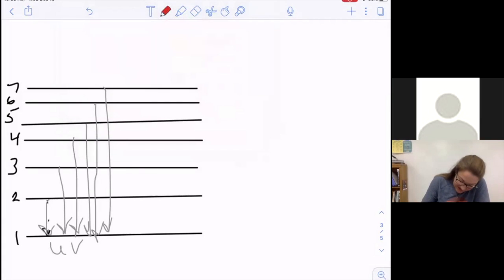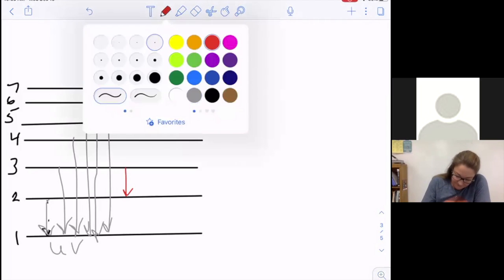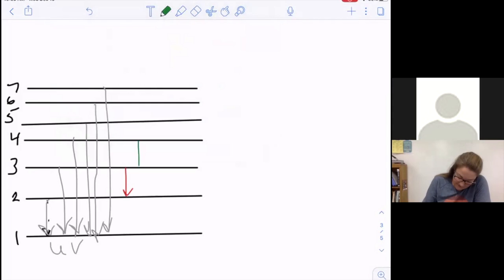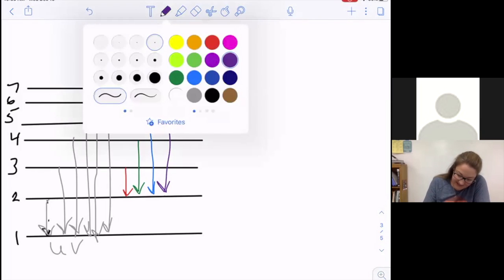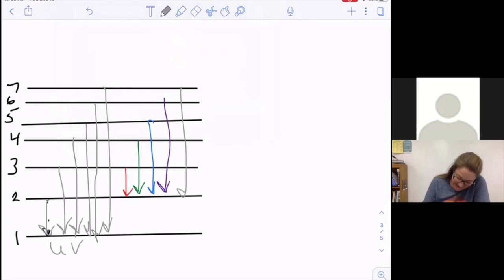Falling from the third shell to the second shell tends to release red light. Fourth to second, green. Fifth to second, blue. Sixth to second is violet. Seventh to second is no longer visible again. It's back to being UV.